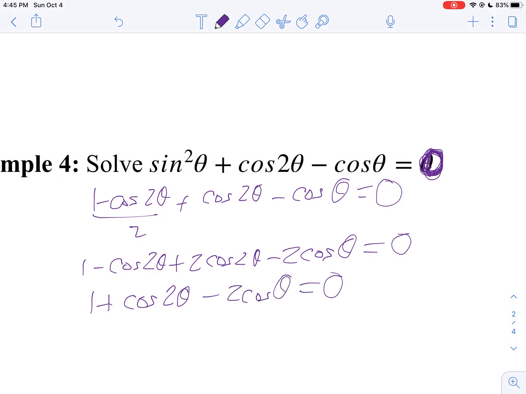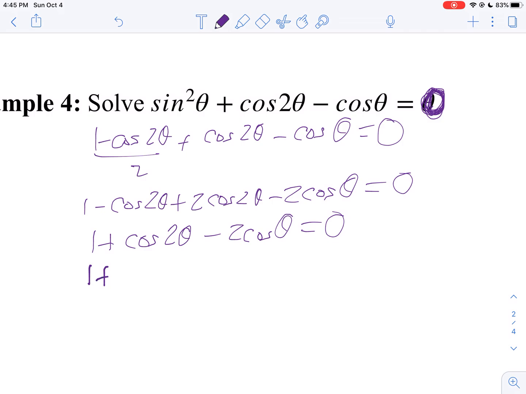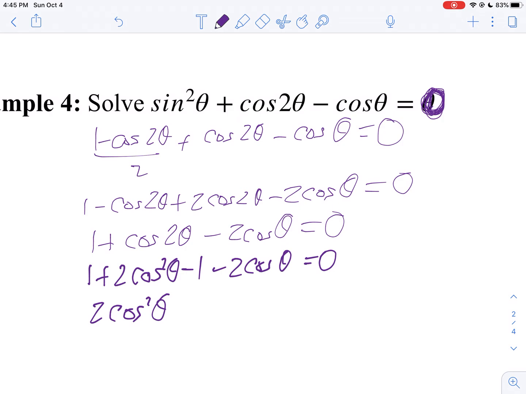Well, that 2 theta, that kind of bothers me. So let's rewrite that identity, your double identity from before. So we're going to say 1 plus 2 cosine squared theta minus 1, minus 2 cosine theta equals 0. Well, let's write this in standard form. We're going to get 2 cosine squared theta. Notice your 1's cancel. Minus 2 cosine theta equals 0.